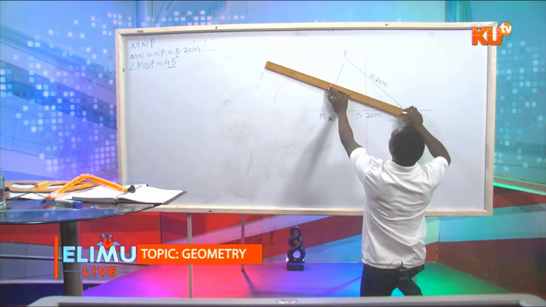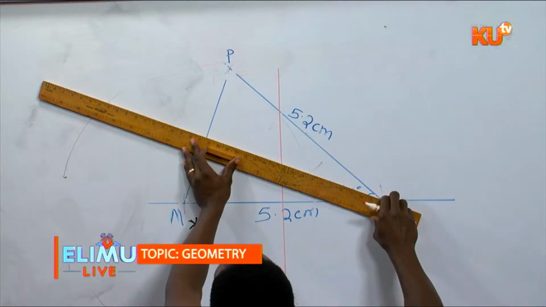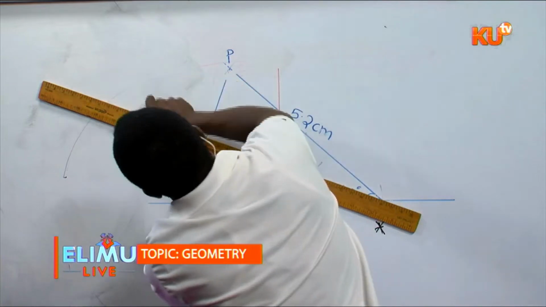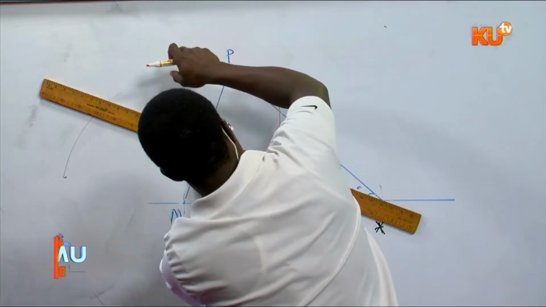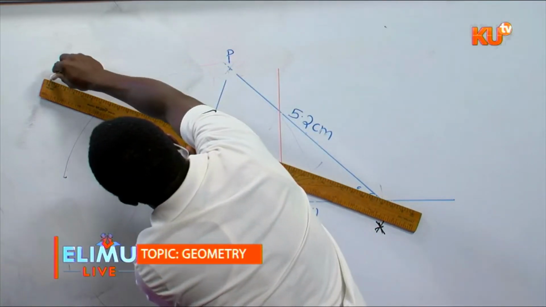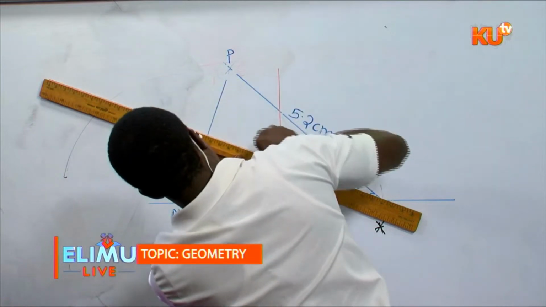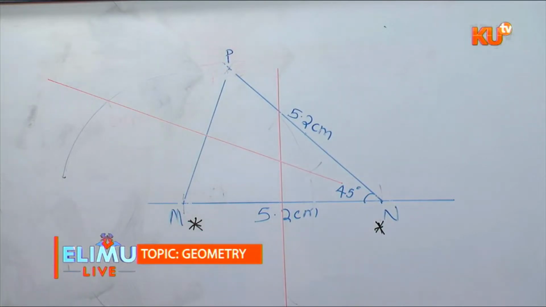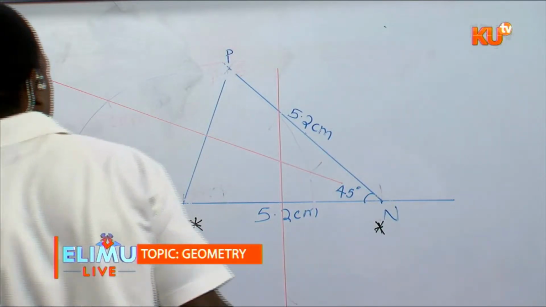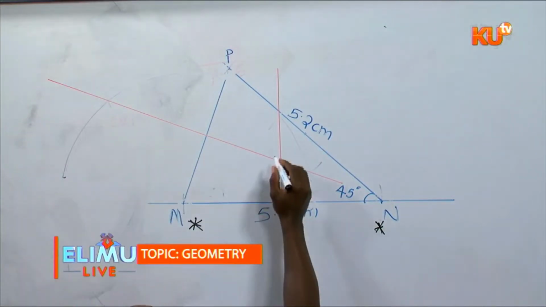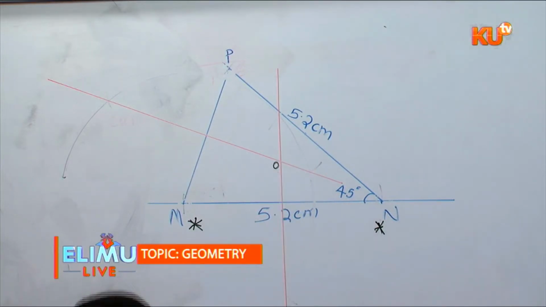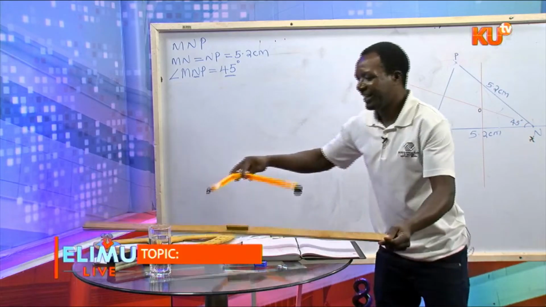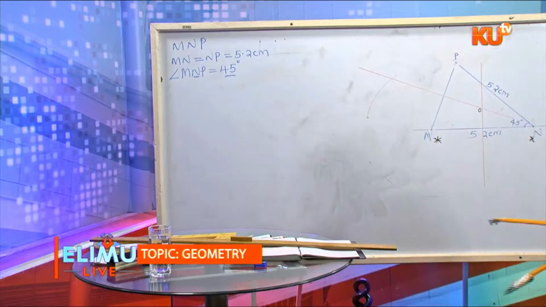Come, draw it. You see, our perpendicular bisectors have met somewhere. Call this point O. This is now our center. Point O.